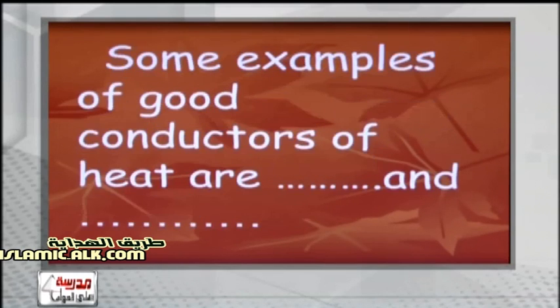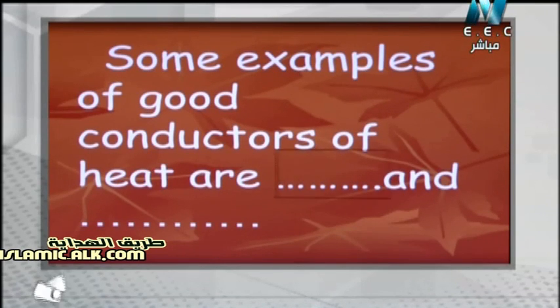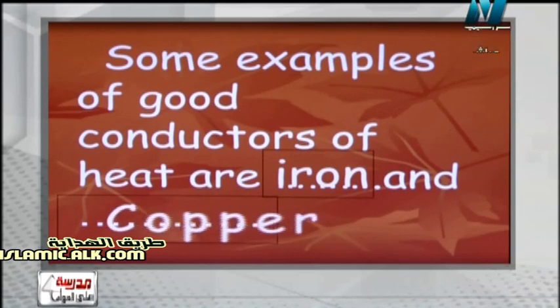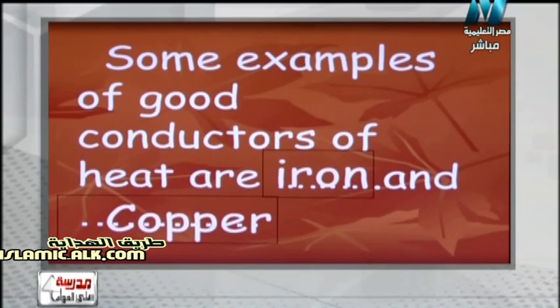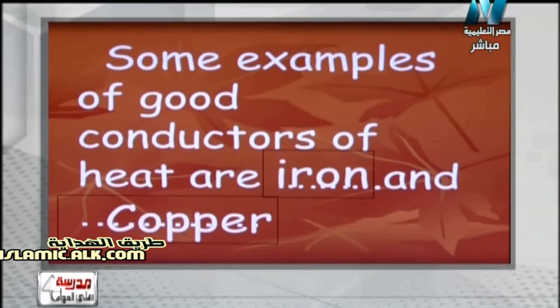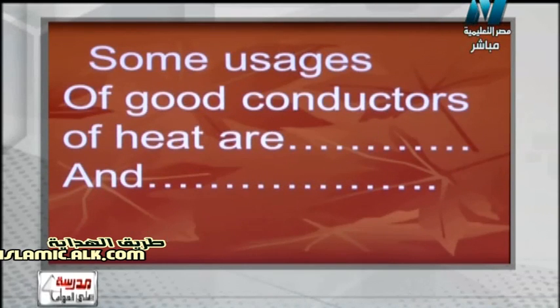Another question. Some examples of good conductors of heat are, we have known that iron, copper, aluminium, gold, silver, mercury, all metals. كل الميتال أو كل المعادن بتوصل الحرارة أو كمان بنسميها good conductors of heat. Again, some examples of good conductors of heat are iron and copper.